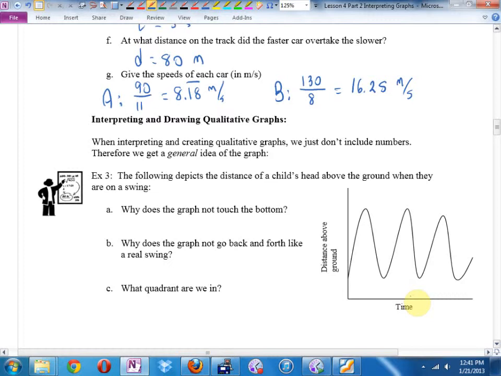As an example, the following depicts the distance of a child's head above the ground when they are on a swing. Did I put any numbers on there? No. But can you tell kind of what's going on? I hope so. Why doesn't the graph touch the bottom? You've been on a swing, yes? Do your heads hit the ground when you're on the swing? Not unless something's gone horribly wrong. So why does the graph not touch the bottom?